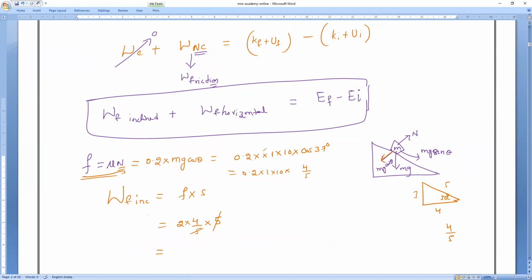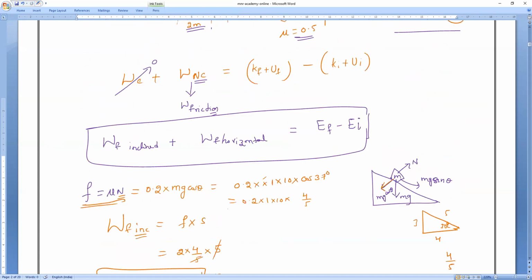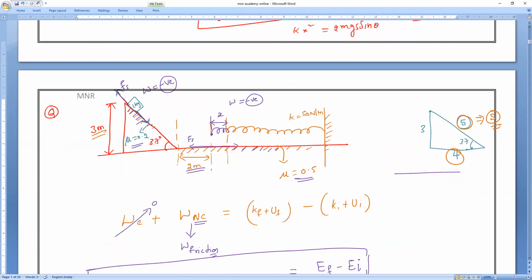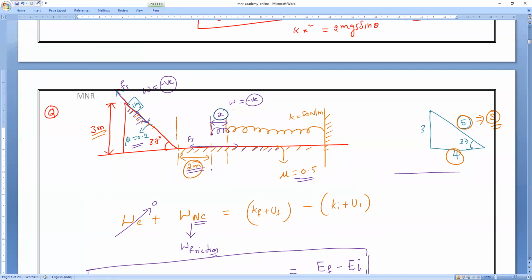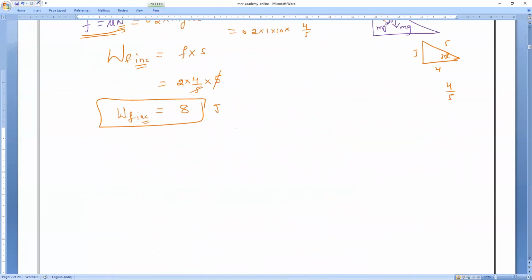The work done by frictional force on the incline is equal to how much, everybody? 8 joules, you can write it. Now the horizontal, check it. How much distance does it travel in total? The body is coming and traveling from here to here, 2 meters, and then it is compressing the spring by x. So 2 plus x meters.